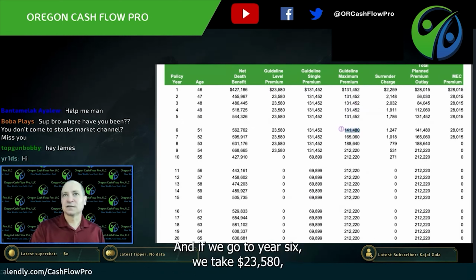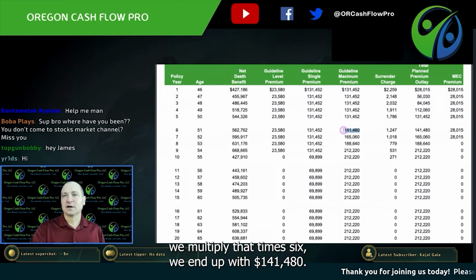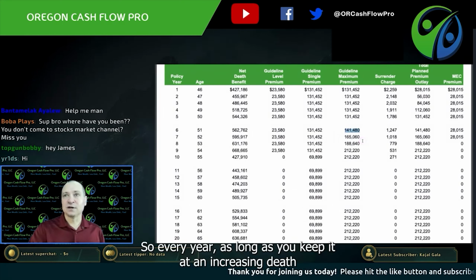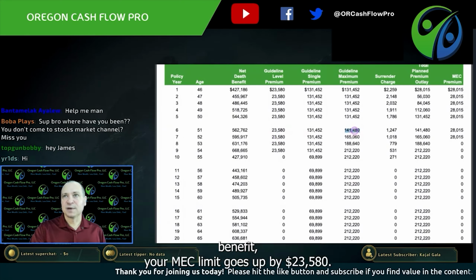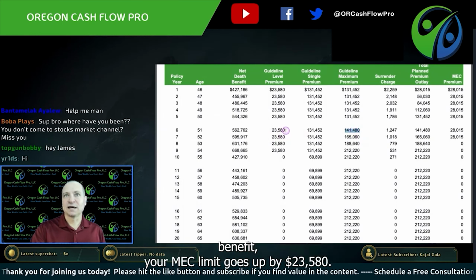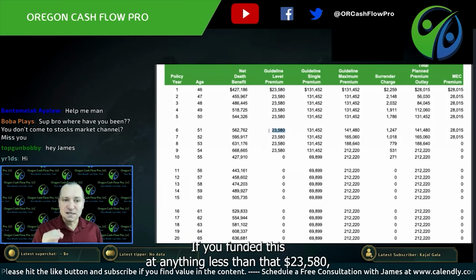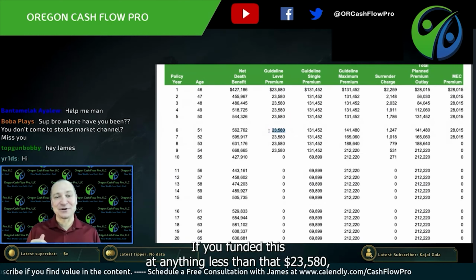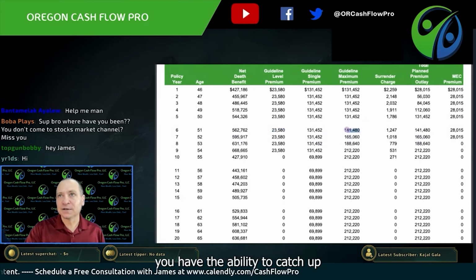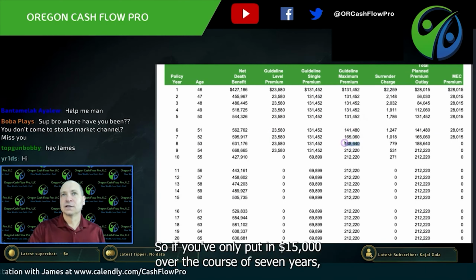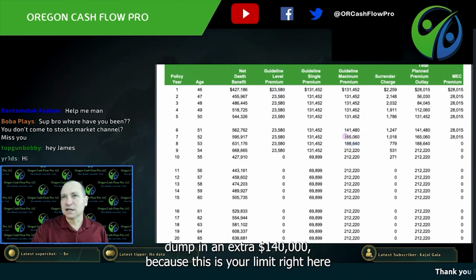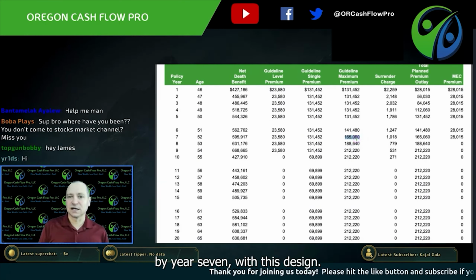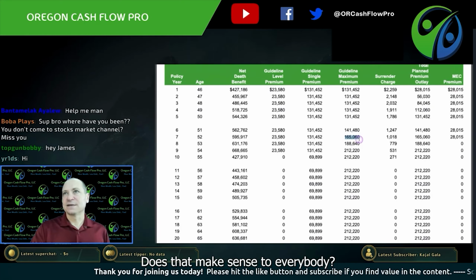So this limit is only the limit for those first 5 years. And if we go to year 6 and we take 23,580, we multiply that times 6, we end up with 141,480. So every year, as long as you keep it at an increasing death benefit, your MEC limit goes up by $23,580. If you funded this at anything less than the $23,580, you have the ability to catch up to this number over here. So if you've only put in $15,000 over the course of 7 years, you can dump in an extra $140,000 because this is your limit right here by year 7 with this design. All right. Does that make sense to everybody?